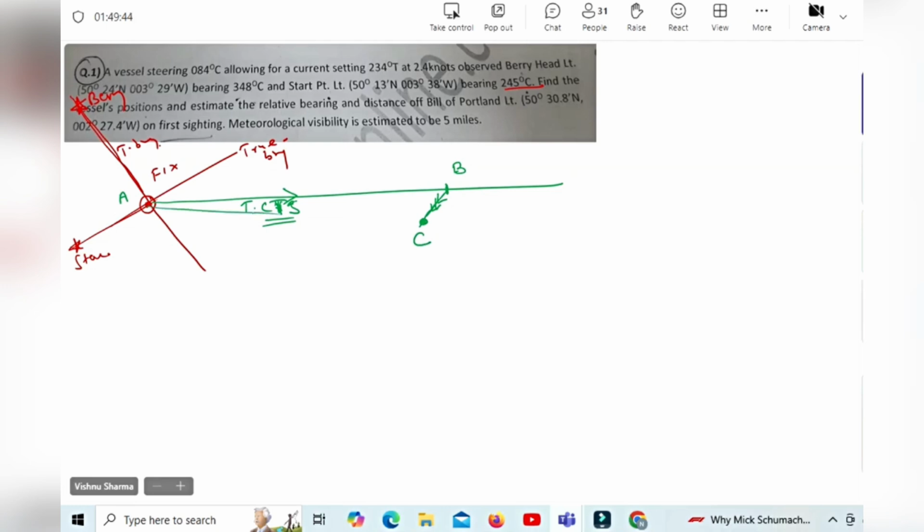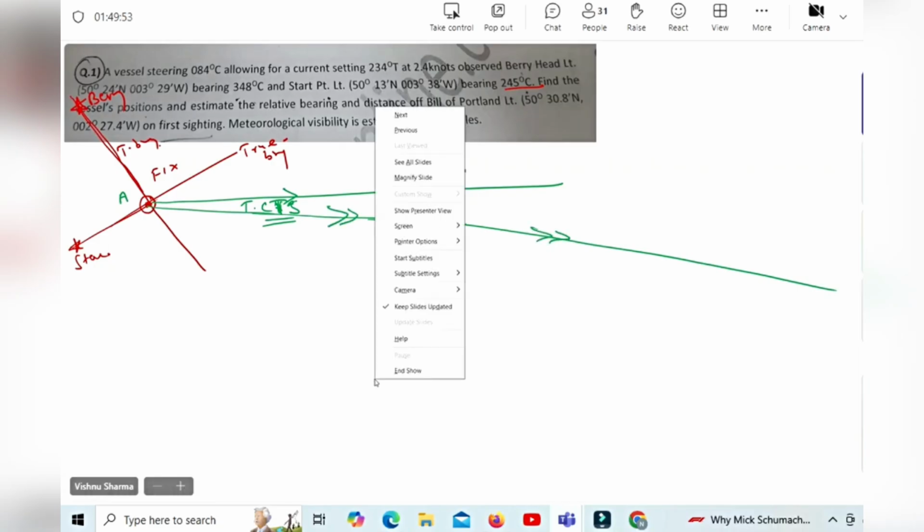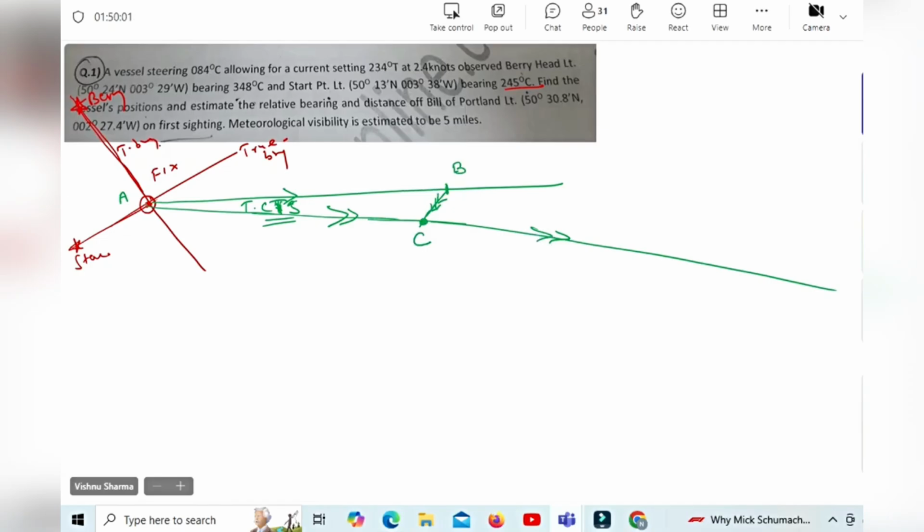Guys, this will be the CMG of the vessel, yes or no, from here onwards. Am I right? Yes, sir. Will the vessel be on this CMG line? Why? Because it is passing through A, which is a fix. So do you agree with me? If nothing changes, the ship will be somewhere on the blue line all through. Yes or no? Tell me. Yes, sir. Correct, guys? The vessel will be on the blue line all through. Yes or no? Please tell me. Yes, sir.